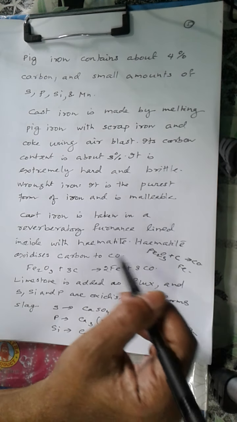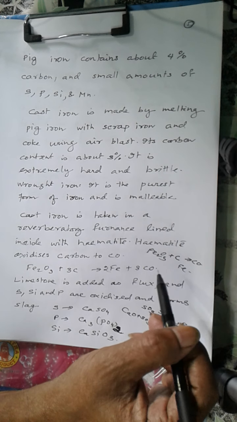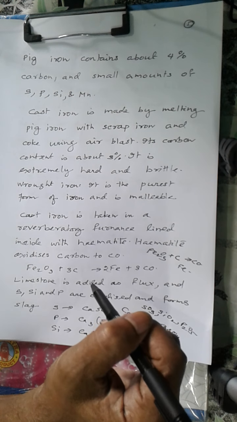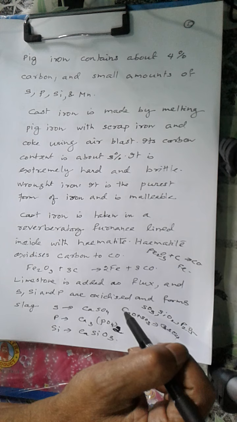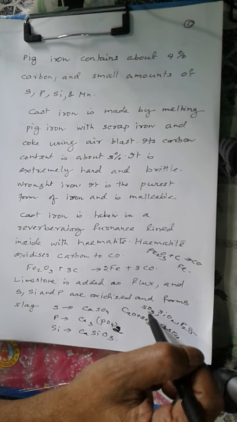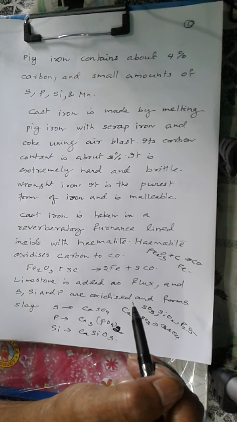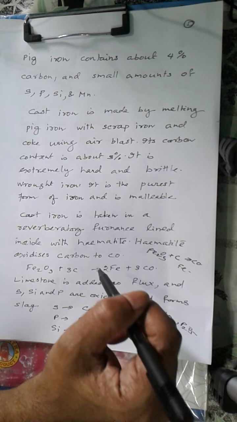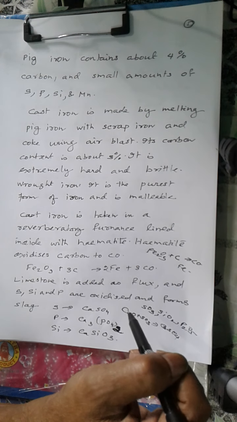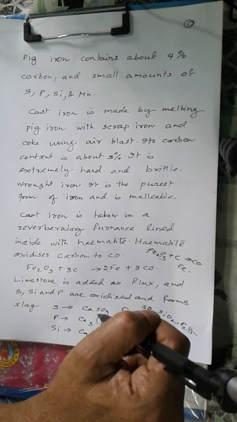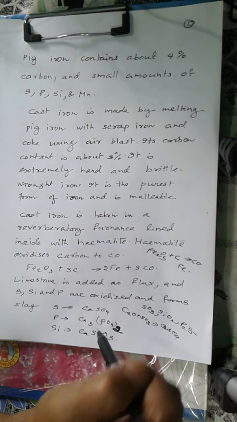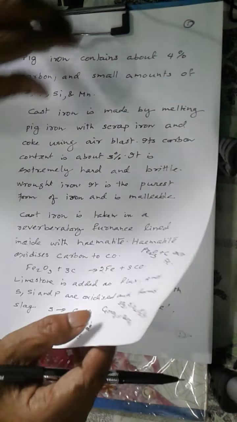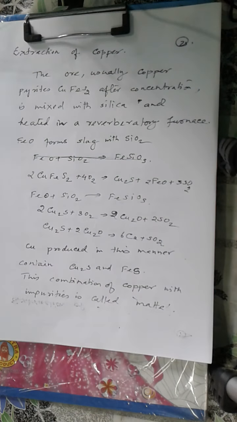Hematite oxidizes carbon to carbon monoxide. Then there is a supply of air, so that the oxides of sulfur, silicon and phosphorus are formed, and these oxides combine with limestone to produce the corresponding slags, calcium sulfate, calcium phosphate and calcium silicate. These are removed. So we get almost pure iron. It is called wrought iron.